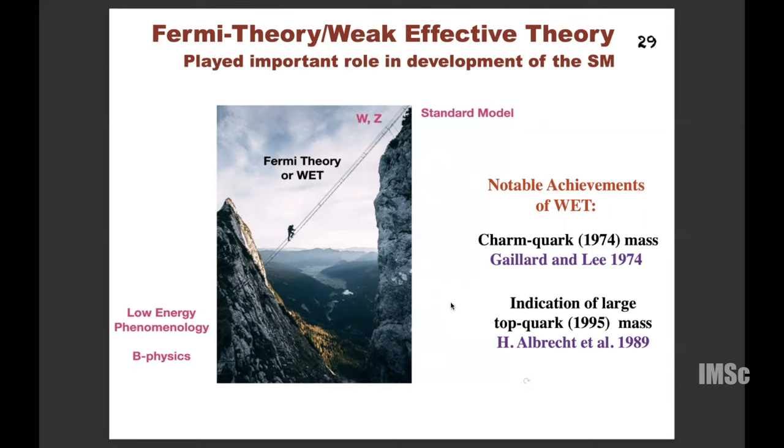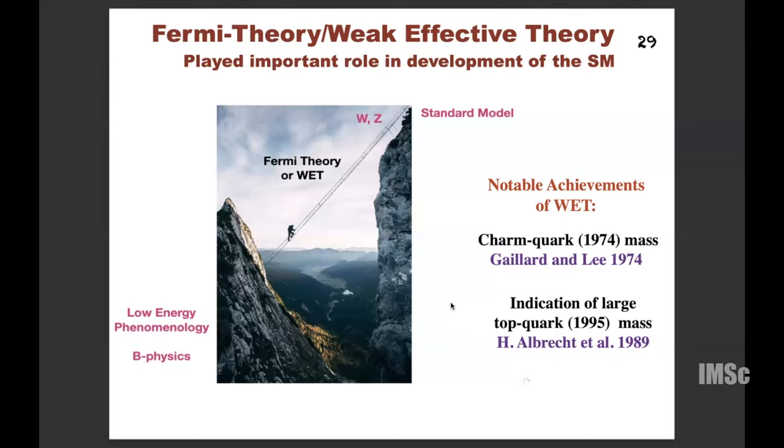Some of the notable achievements of weak effective theory are that we could predict the masses of some quarks before their discovery. We could estimate the top quark mass using the indirect measurements, and we already knew that the top quark had to be there, before its discovery. Finally, the top quark was discovered in 1995. Apart from that, many processes have been computed using weak effective theory and then tested at various experiments. So this played a very important role in testing the standard model.